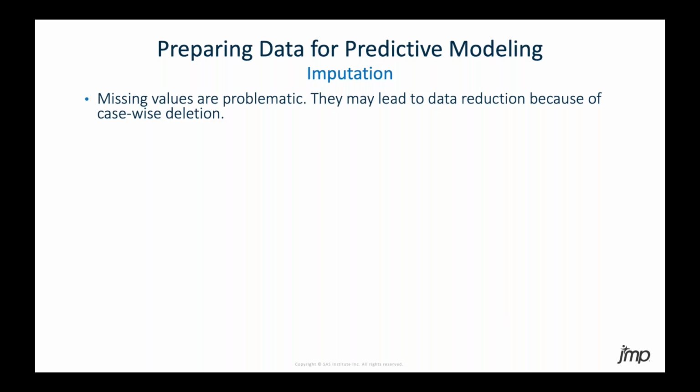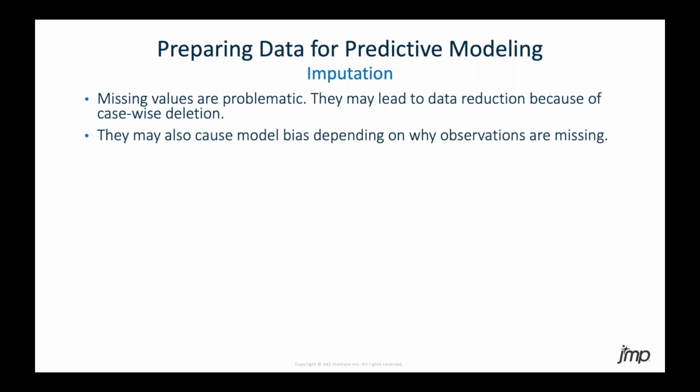Most analytic techniques, not all of them, but most, do what's called case-wise deletion as their default approach. Case-wise deletion removes all of those observations, all of those rows in the data table where there's at least one missing value. So again, in the extreme case, when I have fairly sparse data, I might not have any data left to analyze. So I need to do something about it. There's a secondary issue with missing data, and that is it might cause potential model bias.